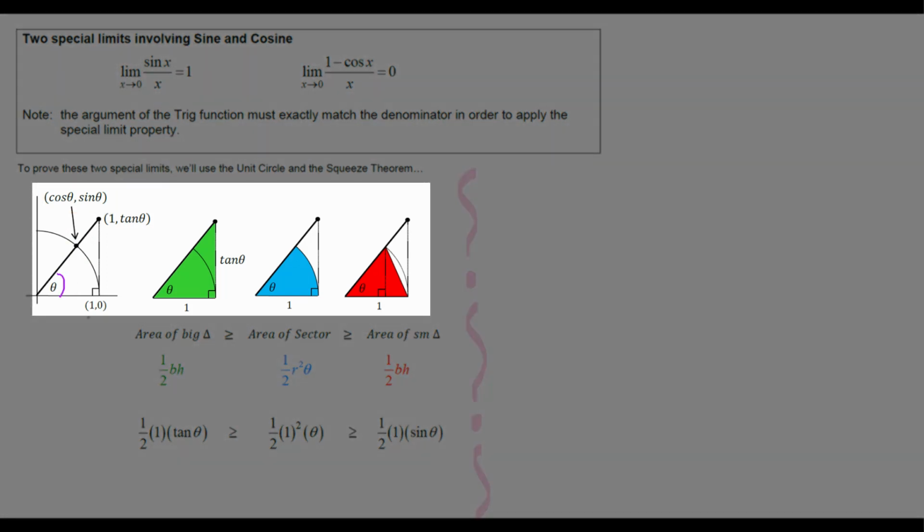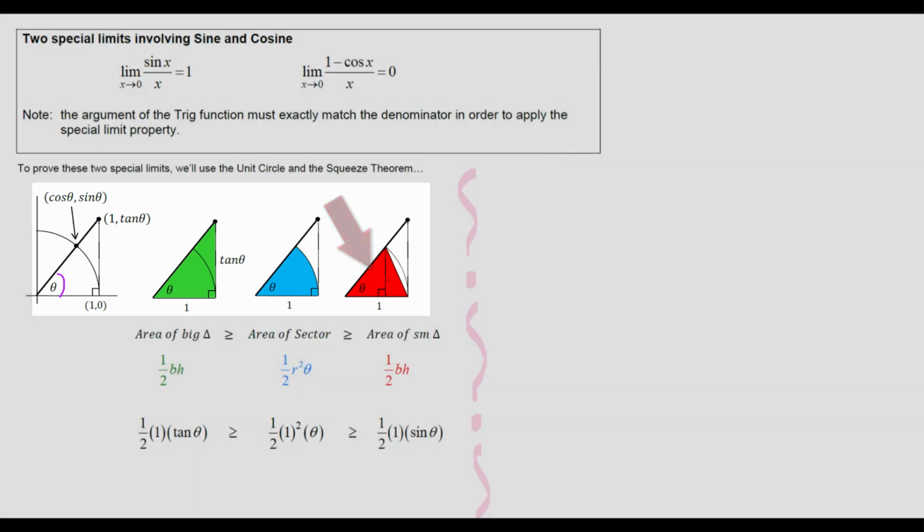So given the picture we have right now, you can see the largest triangle, which is colored green, has a bigger area than the area of a sector, which is colored blue and is a part of the unit circle. And that area is slightly bigger than the area of a triangle inside of that sector. So now let's write out the area of each of these colored regions.